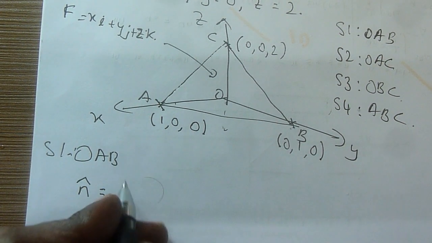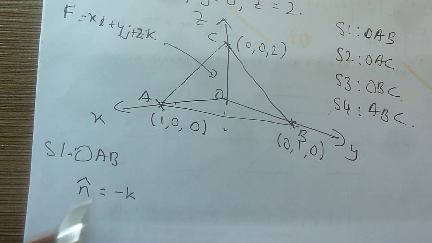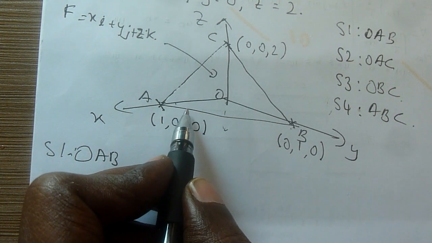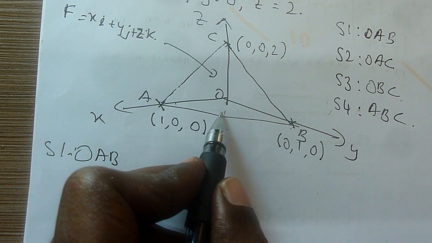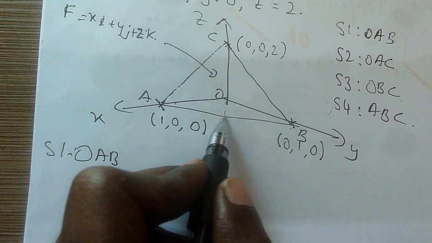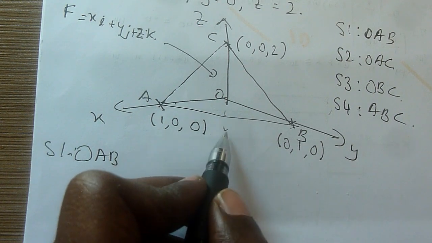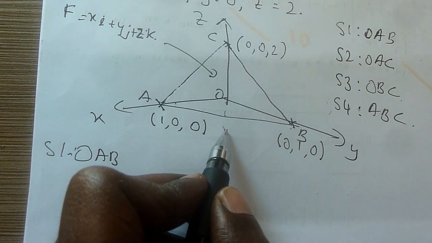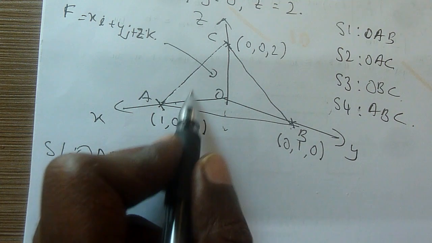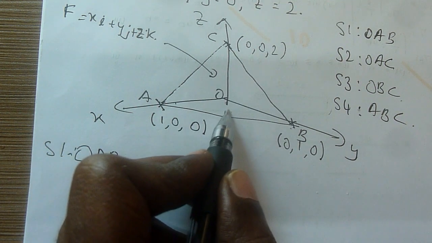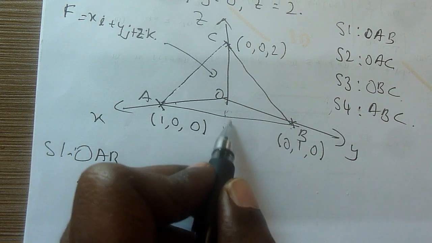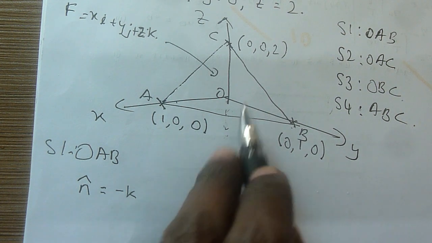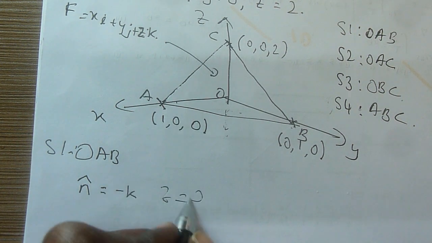Now if this is the case, we know the n is pointing out. Okay, why? This is negative k. Why negative k? We don't go inside the polygon. We are trying to see where the surface has contact point with the external world. We are not interested in moving inside the box. The contact point outside of this AOB is here, negative k. Then at this particular point z is 0.